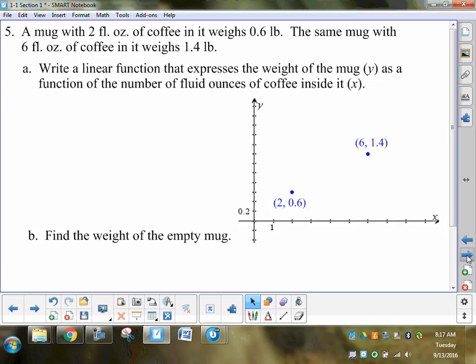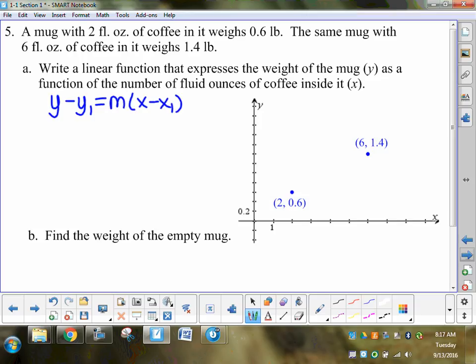We need to write a linear function that expresses the weight of the mug, which is the y, as a function of the number of fluid ounces that we'd have. Well, if you're asking to give out a linear function, the first thing I would need to do is recognize I'm probably going to use y minus. I don't have my y-intercept, so y minus y1 is equal to m times the quantity x minus x1.